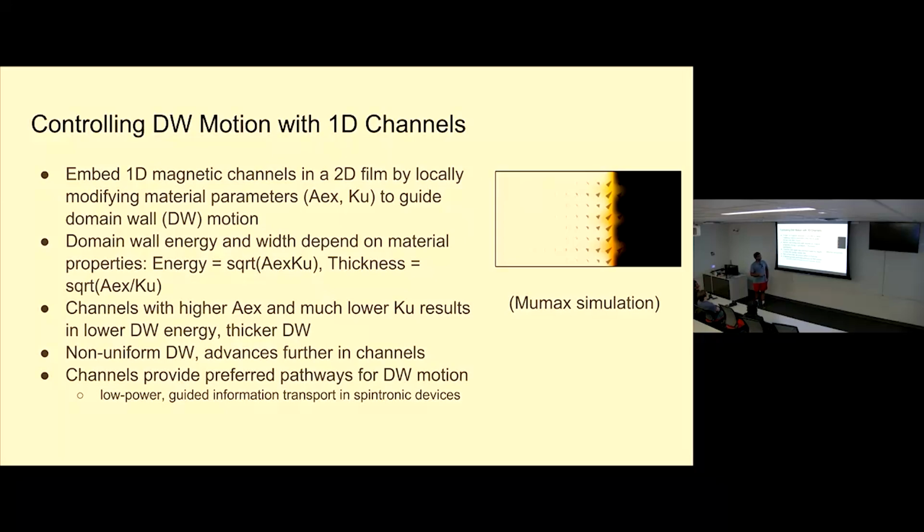So this is from MuMax. In 2D magnetic materials, you can also control domain wall motion within the 2D film with 1D channels or tracks, which have much lower domain wall energy.